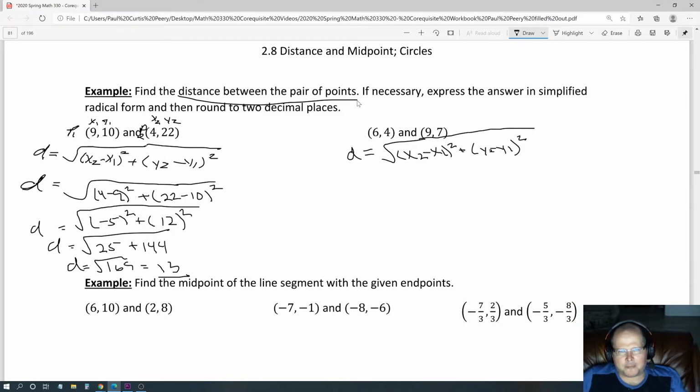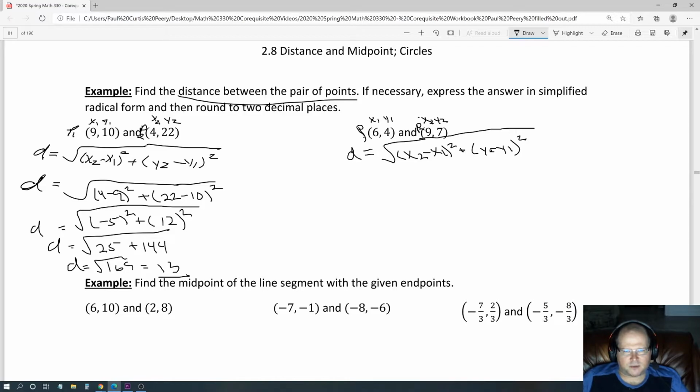And how do we find out what the x1, x2, and all the rest of it are? We can just label everything. So the first point, we would say that's point 1, and that's x1, and that's y1. And we'll just make this one point 2, and that would make that x2, and that would make that y2.